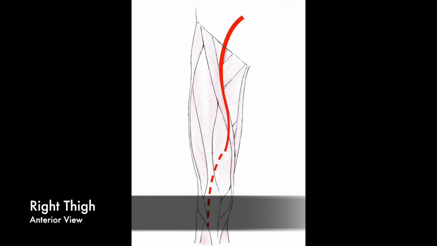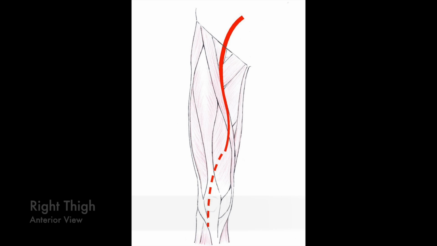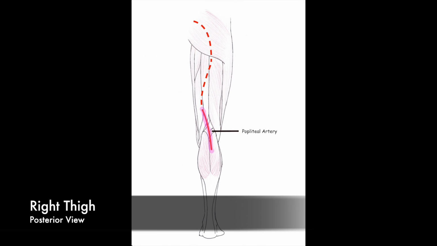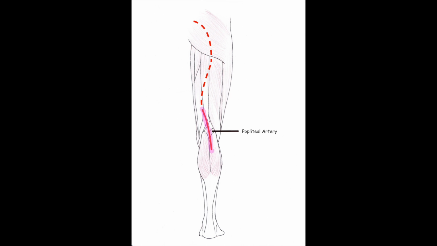The muscles of the anterior and posterior thigh are supplied with blood by the femoral artery, which continues as the popliteal artery in the knee region. Branches of the popliteal artery supply the structures in the knee joint. The popliteal artery runs through the knee joint in a space called the popliteal fossa, accompanied by the tibial nerve and popliteal vein.